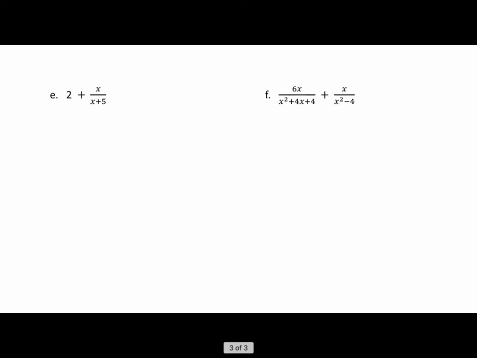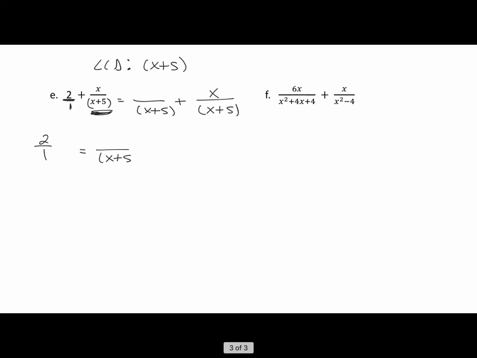Example E looks a little tricky because 2 is not a rational expression, but we can make it into 1 by just putting it over 1 because all integers are rational numbers. And so when we're looking for the least common denominator, we only need the other denominator because 1 is an identity in multiplication. So we want to have x plus 5 for both of these denominators here. And this one already has it, so it stays the same. However, 2 needs to be changed so that it has the denominator that we want. So we're going to need an x plus 5 factor.